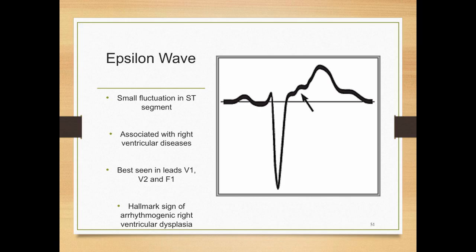You're going to see this little ripple even in V1 and V2. So if you see an epsilon wave in V1 and V2, I want you to automatically throw them into these Fontaine leads, and that's going to amplify this epsilon wave. So you can really say, you know what, I think I saw an epsilon wave in V1, V2, but I definitely saw it when I put them in the Fontaine leads.